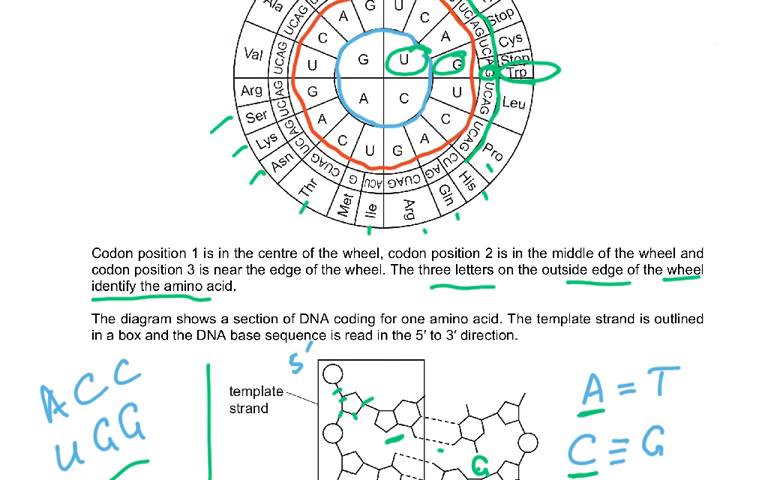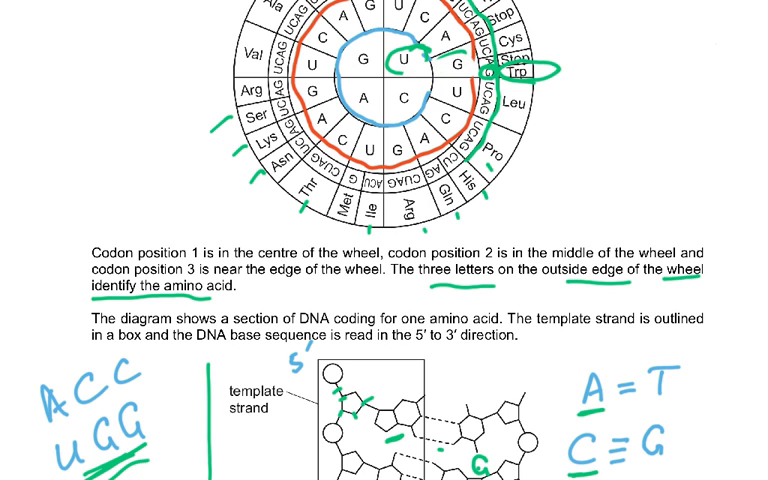Let's look at it again. UGG, this is the one that I'm talking about. Let me just rub it off again and show it to you. So this is U, this is G, and this is G, and this is TRP.